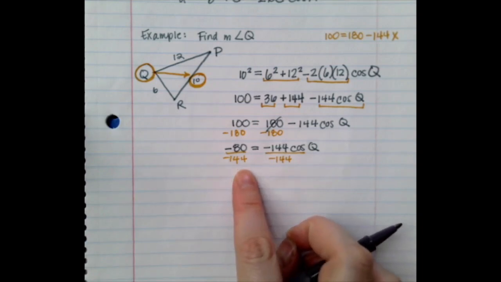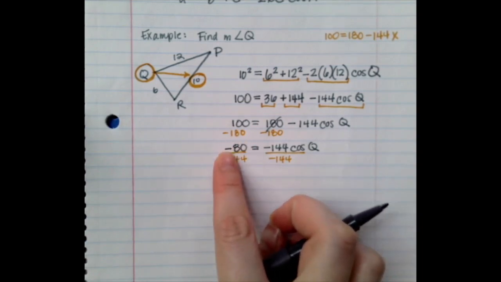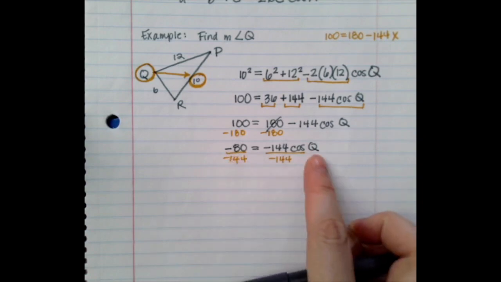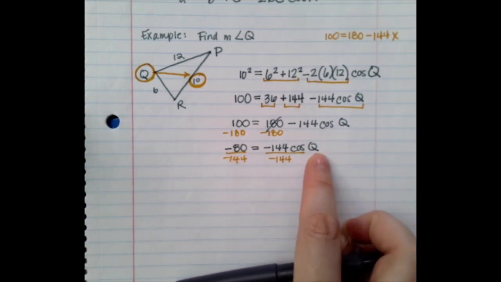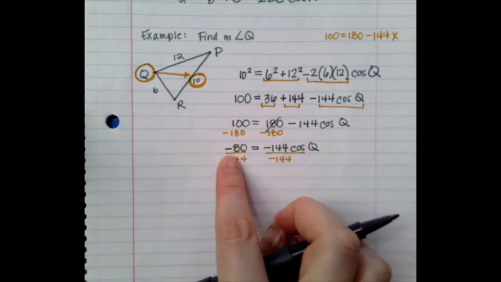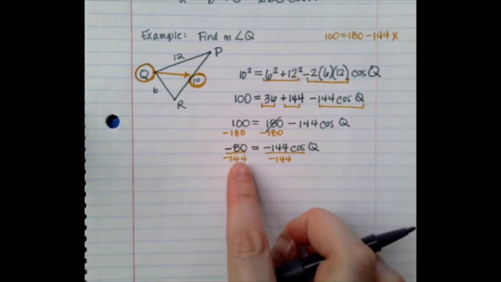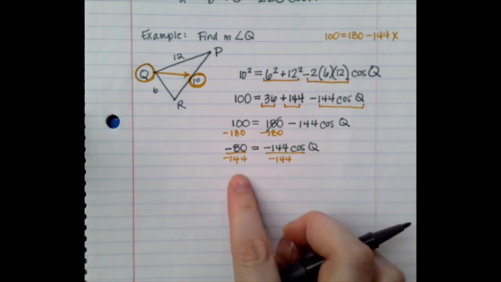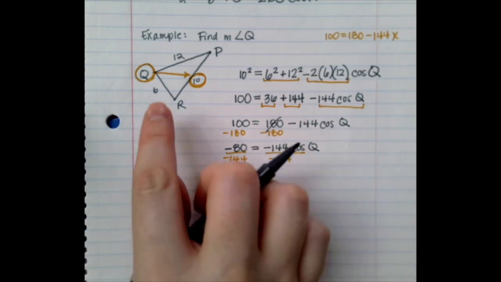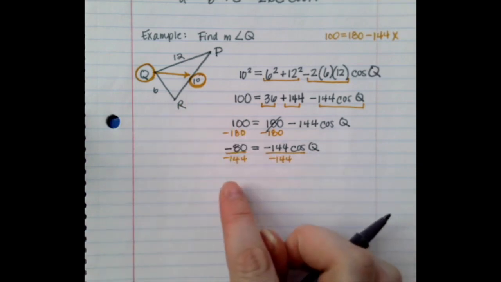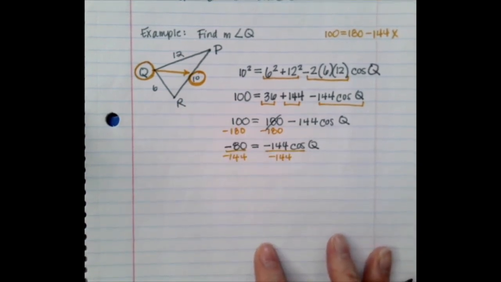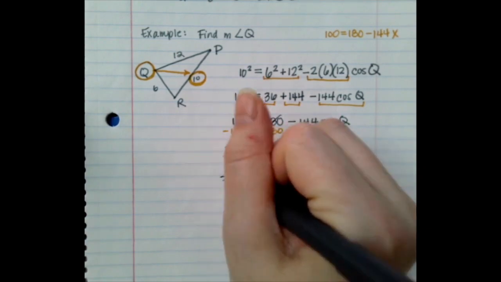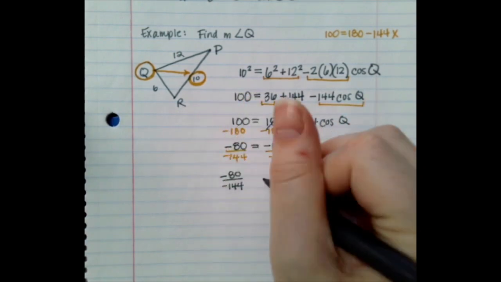What's very helpful is to leave this as a fraction. It makes less work for you, and it makes our angle more accurate. If you figure out what this is as a decimal, and then you round it and continue solving, just like on Friday's lesson, you're going to end up with a rounded answer. And we don't want our answer to be rounded, we want it to be very specific. So I'm going to leave this as negative 80 over negative 144.